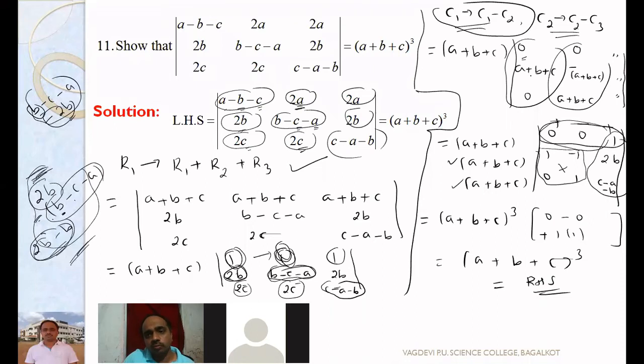Not row, it's column. A plus B plus C is common in the first column because 0 means it contains everything as a common factor. And in the second column, you observe: 0, A plus B plus C, A plus B plus C. So A plus B plus C common from the first column, and A plus B plus C common from the second column. Two factors we get, and already one factor exists. So we get A plus B plus C whole cube.